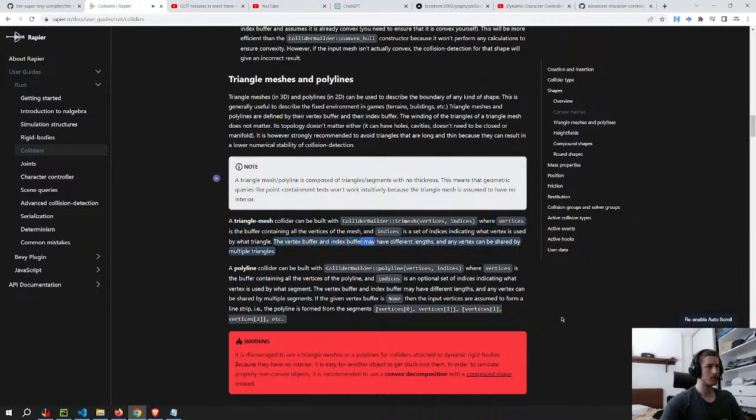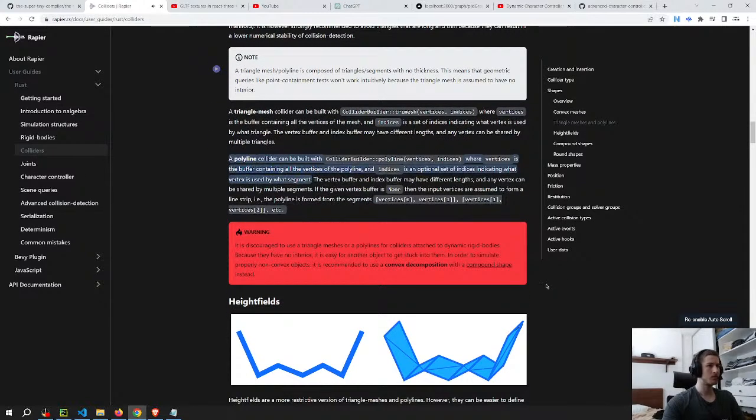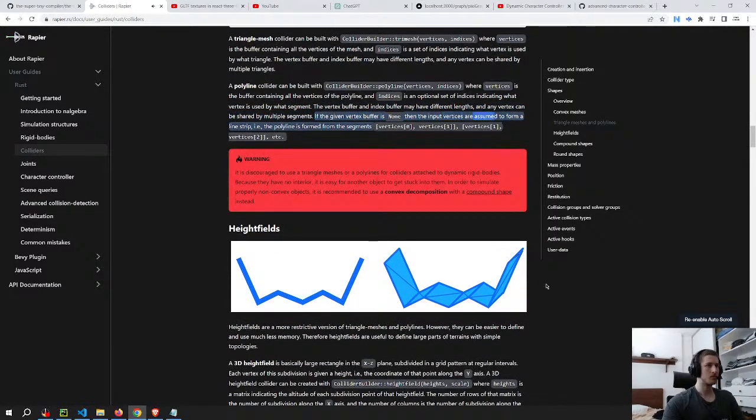The vertex buffer and index buffer may have different lengths, and any vertex can be shared by multiple triangles. A poly collider can be built with ColliderBuilder::poly(vertices, indices), where vertices is the buffer containing all the vertices of the poly, and indices is an optional set of indices indicating what vertex is used by what segment. The vertex buffer and index buffer may have different lengths, and any vertex can be shared by multiple segments. If a given index buffer is none, then the input vertices are assumed to form a line strip, i.e., the poly is formed from the segments vertices[0], vertices[1], vertices[1], vertices[2], etc.